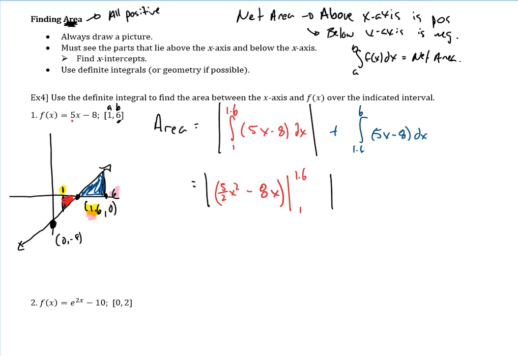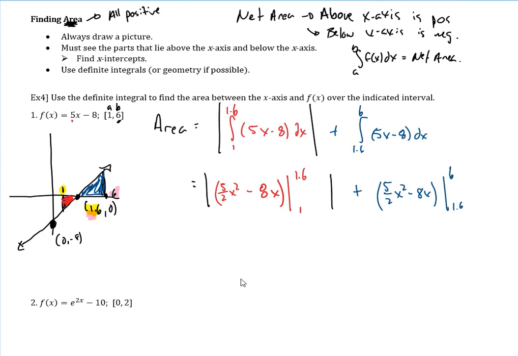And then we have plus, well, here's what's kind of nice. It is the same integral, so it is 5/2 x squared minus 8x. But what changes is the 1.6 to 6. Okay, so that's how we want to break that down. And then now, just keep going with it.